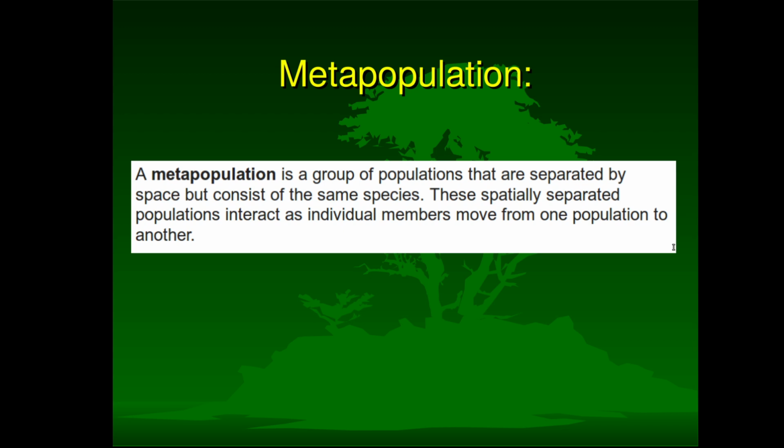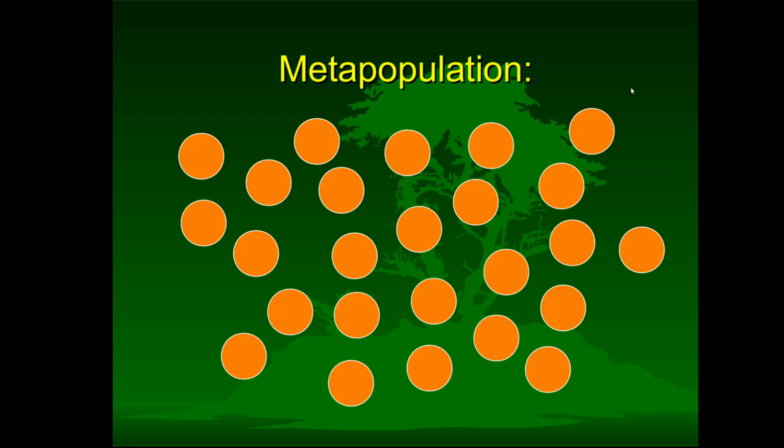So a metapopulation can be visualized with a humorous sort of analogy, like blinking Christmas tree lights.